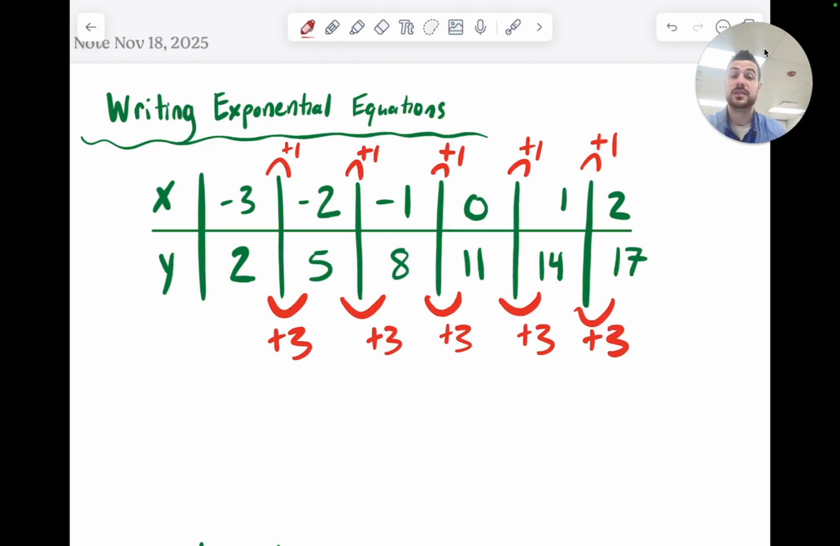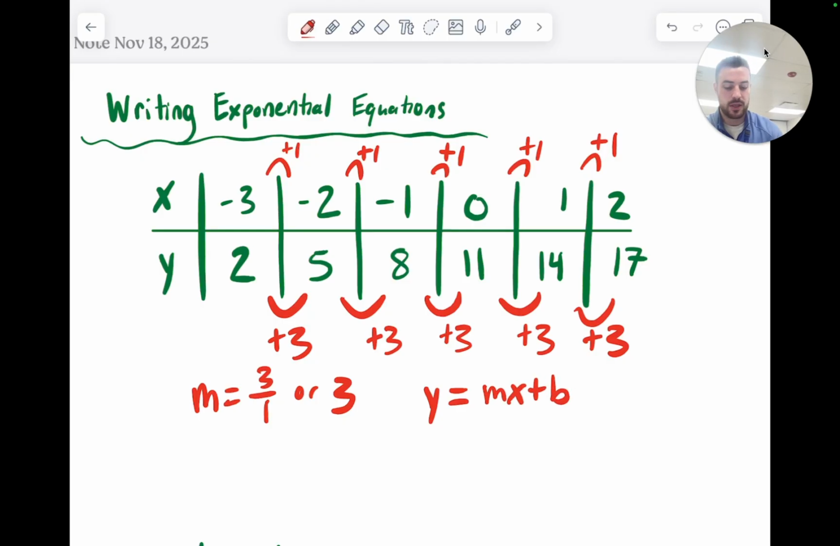So here what we can see is we have change in y, which is 3, divided by change in x, which is 1. So our slope is going to be 3 over 1, or just 3. Now, because this is a linear function, we know that it's going to be of the form y equals mx plus b. Our slope we just found to be 3 times x, and our b value is going to be the y value when x is 0, which in this case here is 11.